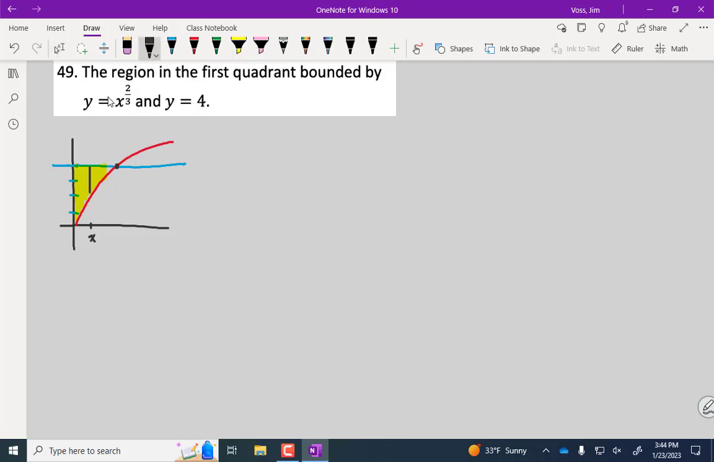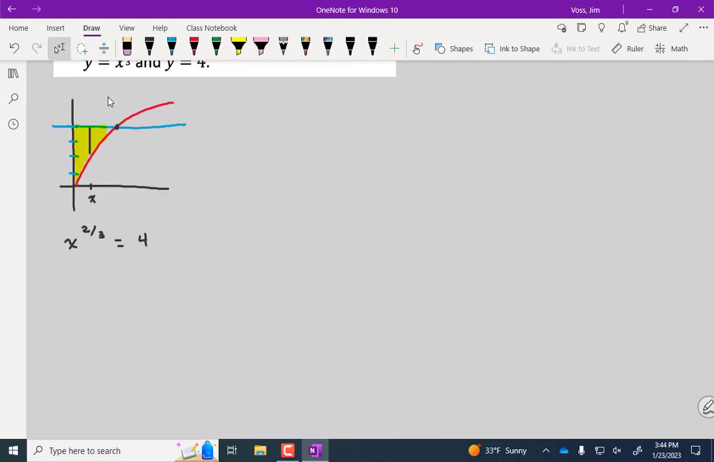So we need this intersection point. So we're going to set the curves equal to each other to find that intersection point. When we have x raised to a power, we'll just undo the power by raising both sides to 3/2.